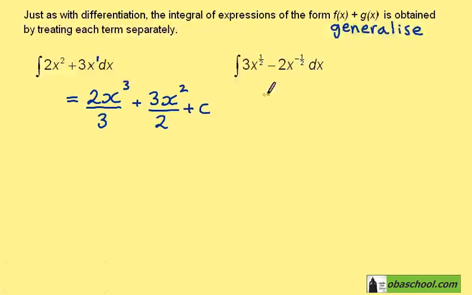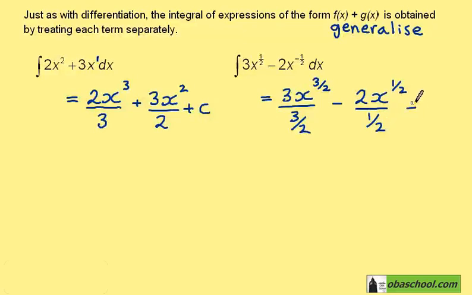For this expression, we write down the 3, increase the power by 1, a half add 1 is 3 over 2, and divide by the new power. Write down the 2, increase the power by 1, and divide by the new power, and add the constant.